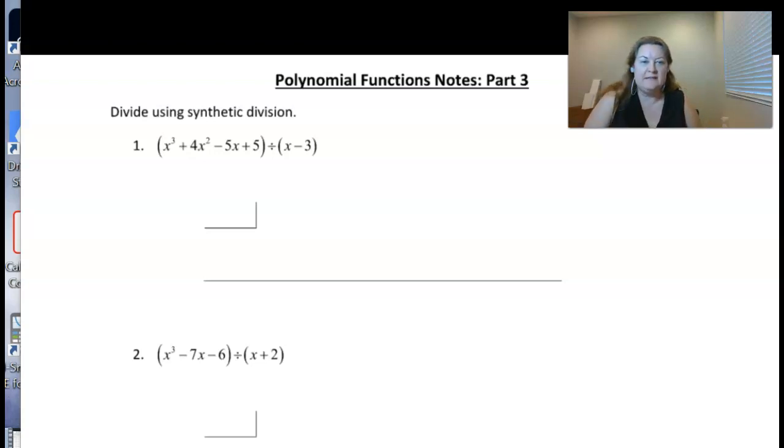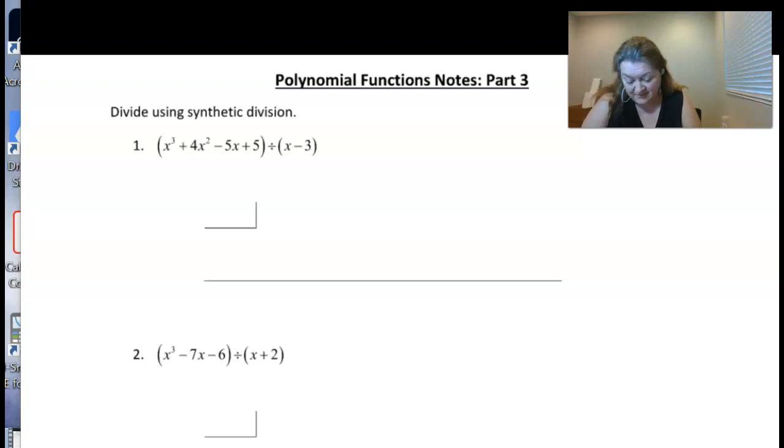All right, hi everybody. This is HPC Notes for Polynomial Functions Part 3. And today we're going to work on dividing with synthetic division. There's a long way to do this, which is really old and boring, so we're not even doing that one. We're just going to show you the shorter, quicker way to do that.